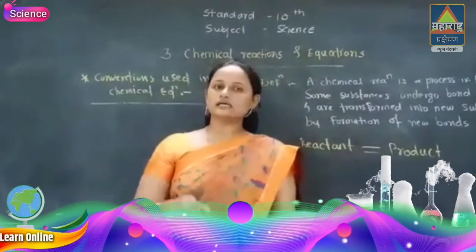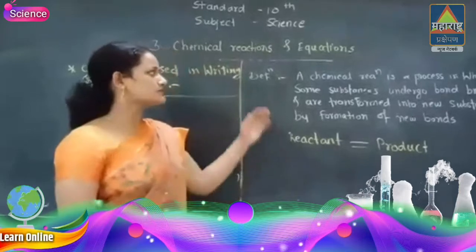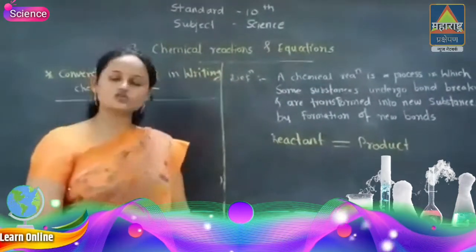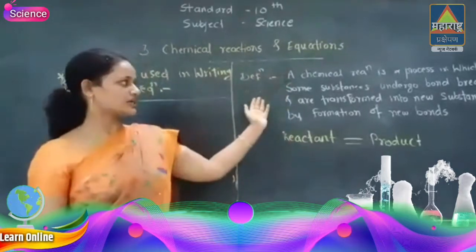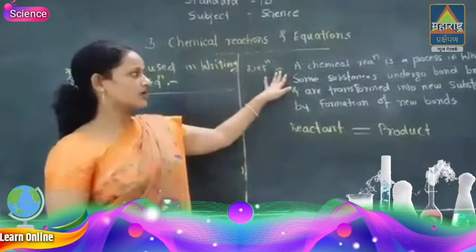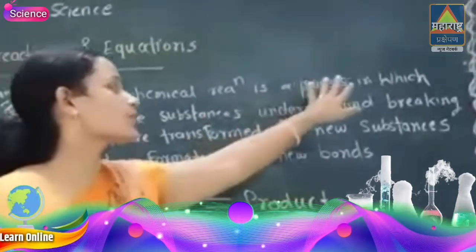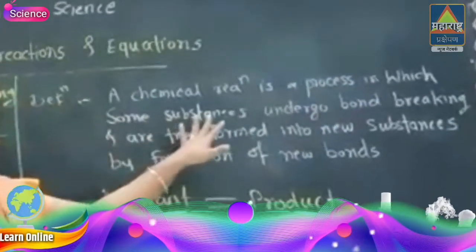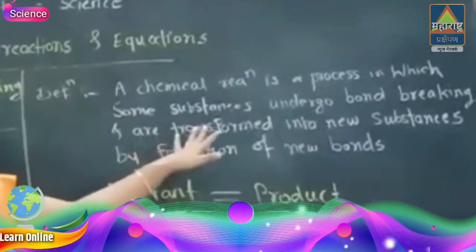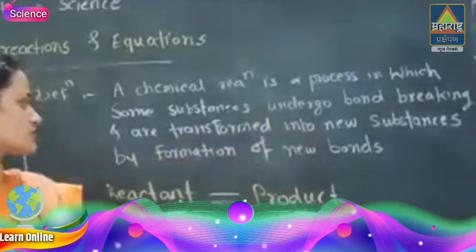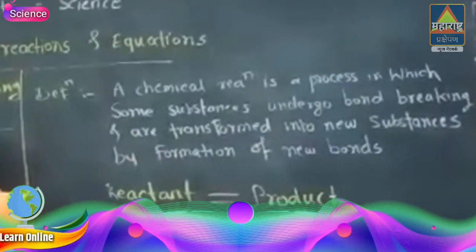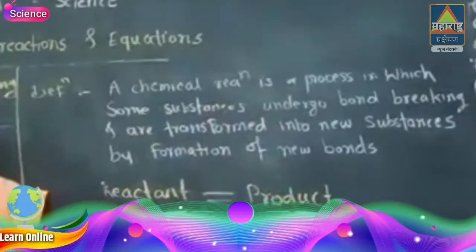Now, in this standard, we study chemical reactions. First of all, we see the definition of chemical reactions. A chemical reaction is a process in which some substances undergo bond breaking and are transformed into new substances by the formation of new bonds. This is the definition of chemical reactions.